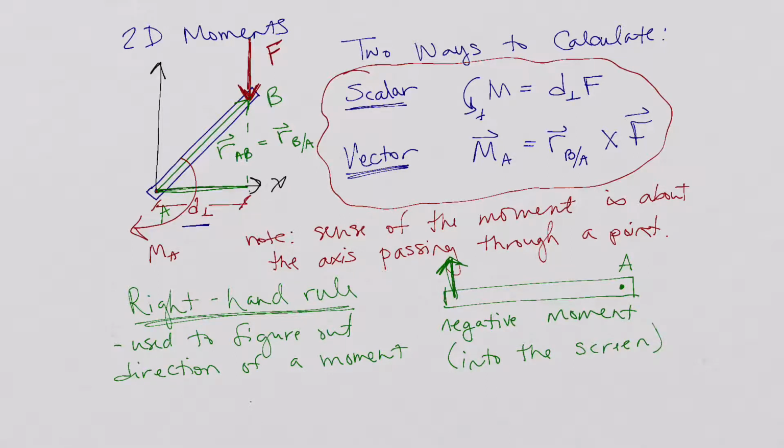Same thing, so we have another one, and we have point A over here, and we're interested in the moment about A. Our force now is pointing down on the right side. So I take my fingers from point A to that force, so my fingers are pointed to the right, and then I curl the fingers down in the direction of the force. Now my thumb is going into the screen, so that's also a negative moment.